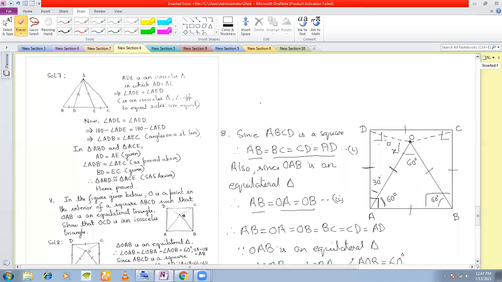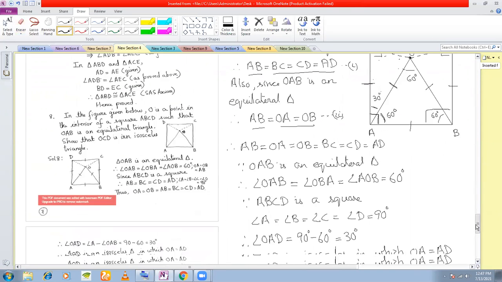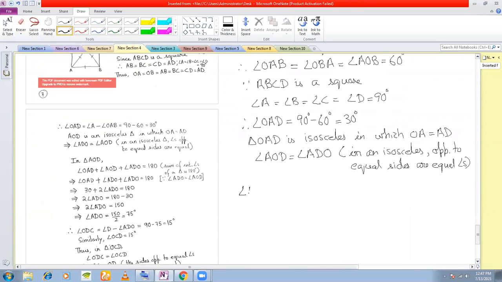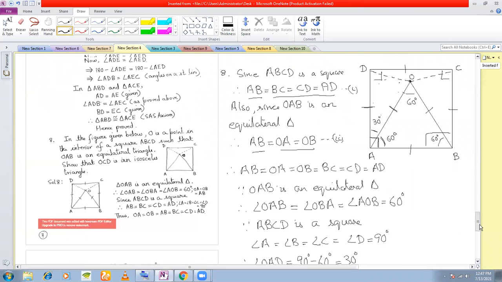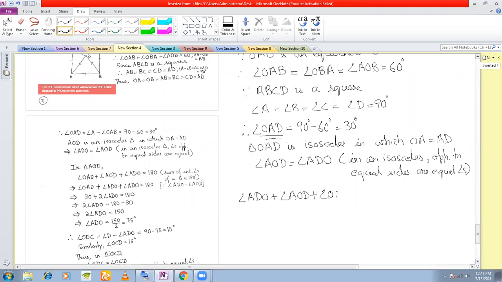Or the better way, the way I told you, you should be getting used to, is that angle ADO plus angle AOD plus this angle OAD here in the figure, the 30 degree angle, must be equal to 180 degrees. Why? Because the sum of interior angles of a triangle is 180 degrees.